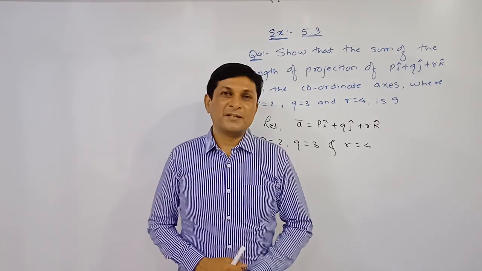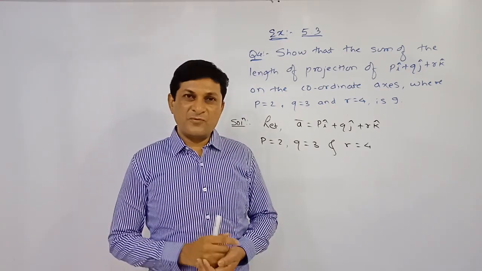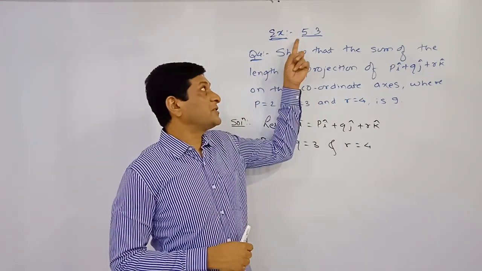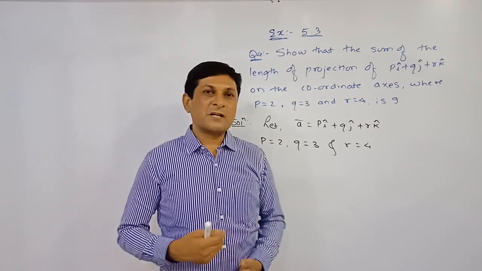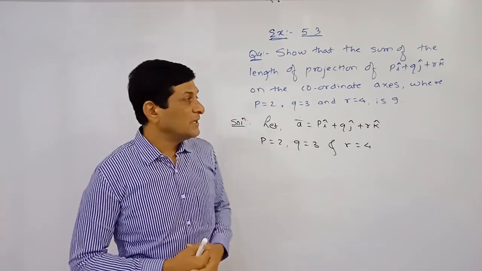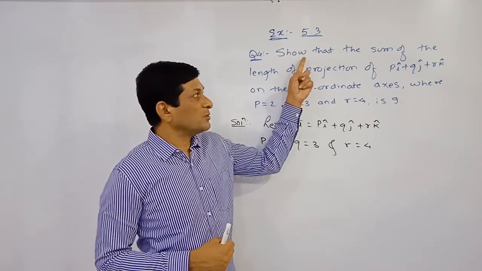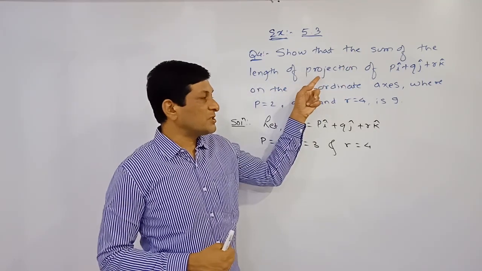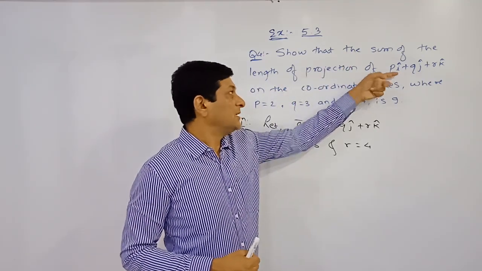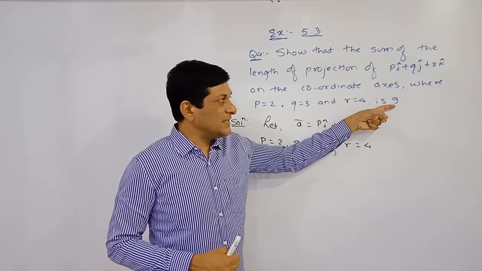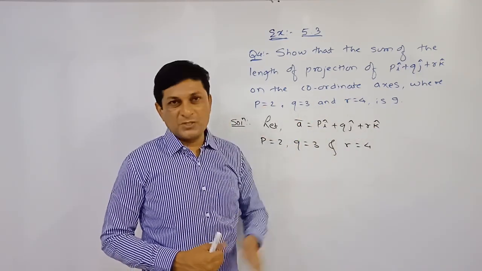Hello friends, in the last video we have completed the first three examples from exercise 5.4. Now let us try to solve example number 4. In this question we have to prove that the sum of the lengths of projection of this vector on the coordinate axes is 9, where the values of P, Q, R are given to us.